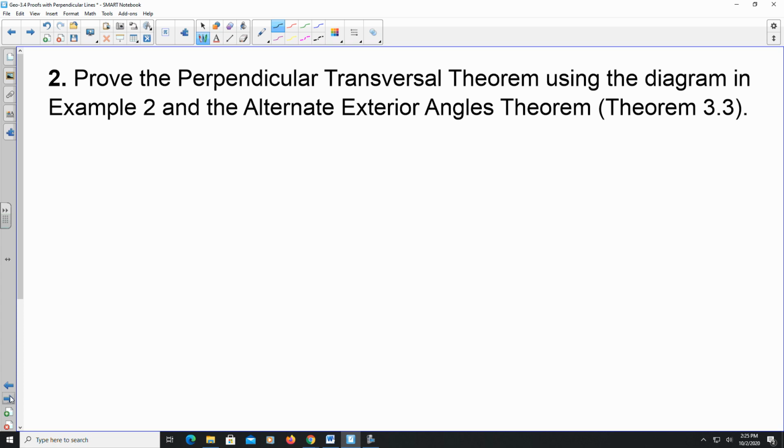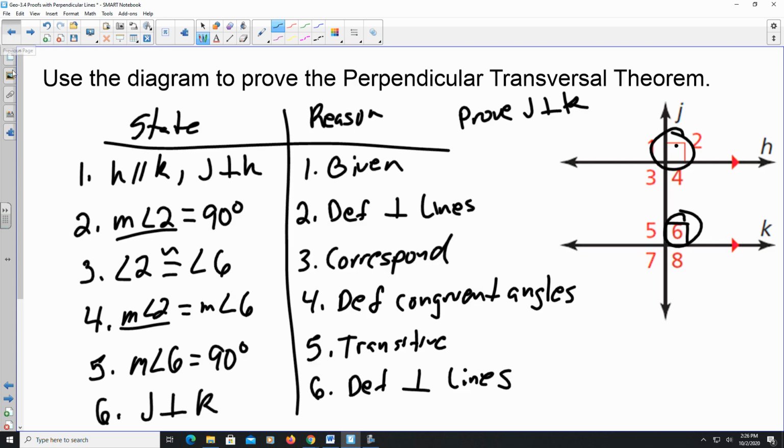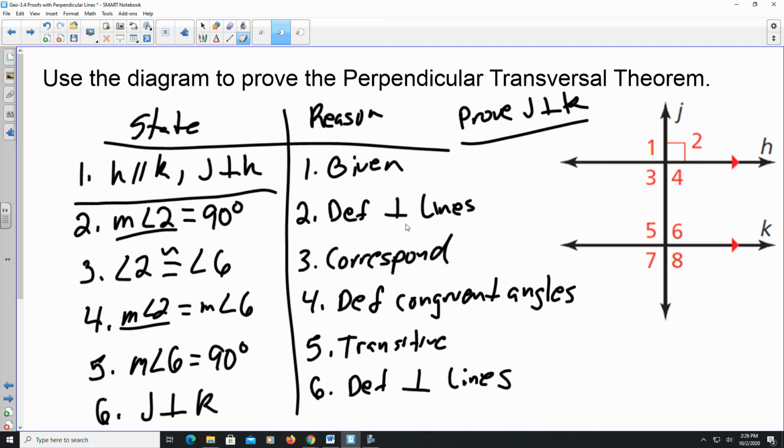If you look at this example here, they wanted you to prove the perpendicular transversals theorem using alternating exterior angles. Basically, it's essentially the same proof. You still have the same given and you're still wanting to do the same proof. The only difference is the angle relationship you use. In this case, we used corresponding.